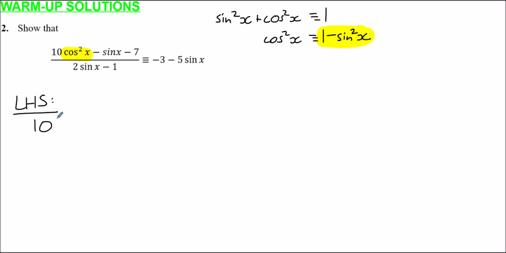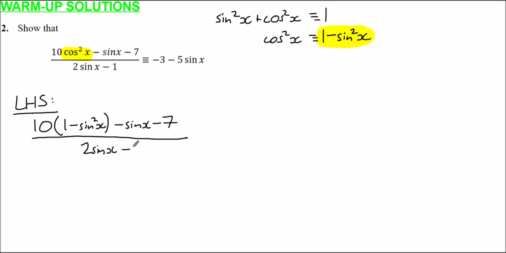So over here we're going to have 10 lots of 1 minus sine squared x, because that is cos squared in terms of sine squared, minus sine x minus 7, all over 2 sine x minus 1. So what we need to do here is obviously expand this out and then simplify if needed. Just predicting over here I'll need some more space, so I'm sectioning out the page accordingly.